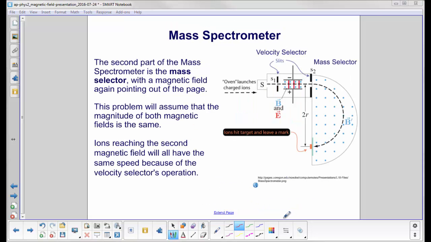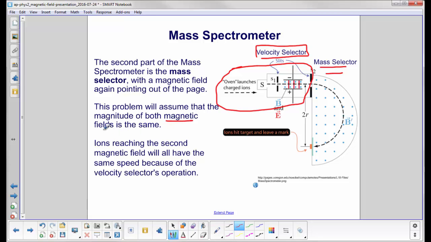The second and final part of the mass spectrometer is the mass selector. First, let's show where the velocity selector wound up. This is the piece we just talked about. That's over here. And you here have the charged ions being shot in. Here's your electric field. Here's your magnetic field. Now, for the purposes of this problem, we'll assume that the magnitude of both magnetic fields is the same. Ions reaching the second magnetic field, that's this area here, will all have the exact same speed because of the velocity selector's operation.